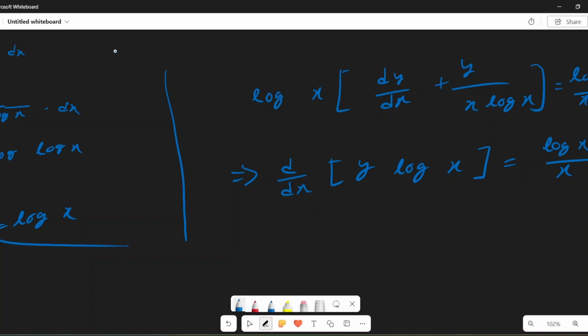So y log x is equal to the integration of log x by x dx plus c. This integration is 1 by 2 (log x) squared plus c. So the solution is this.